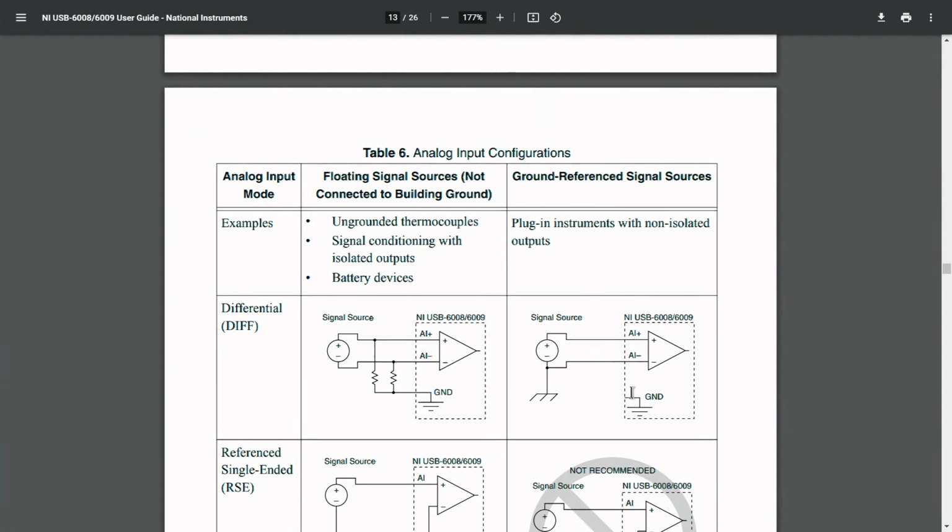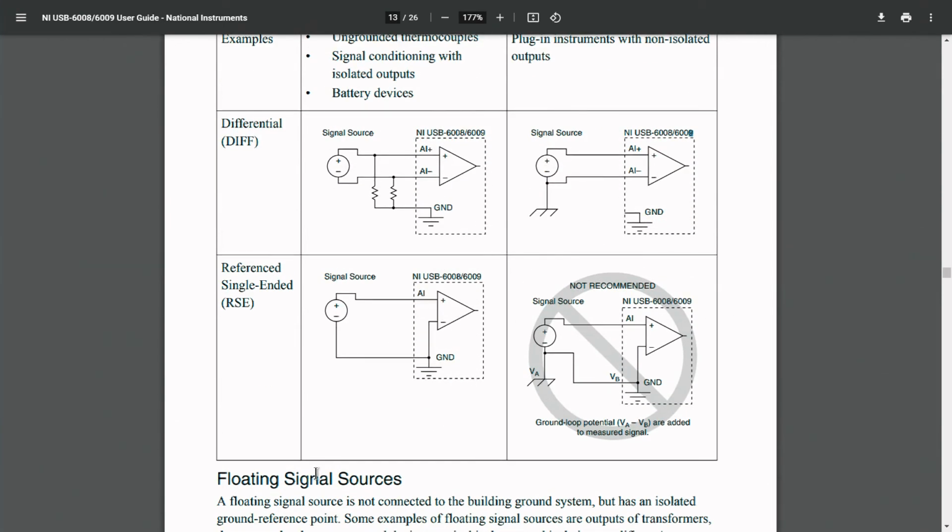Suppose we have ground referenced signal sources, which have non-isolated outputs, where the signal source is connected to one common ground, and this common ground is never connected to the USB ground. This is another approach. Then there is referencing to a common ground, where the negative terminal is directly connected to the ground, which means whatever we measure is with respect to the common ground. In the differential case we can only utilize 4 channels of analog input, whereas in this case we can utilize 8 channels.